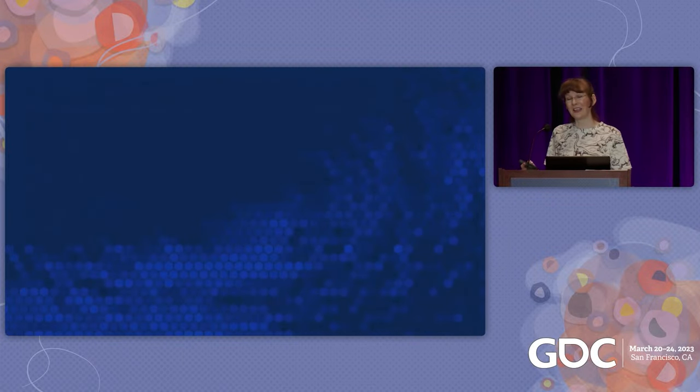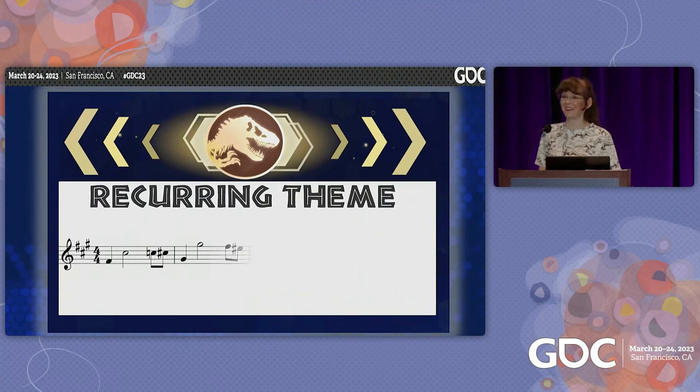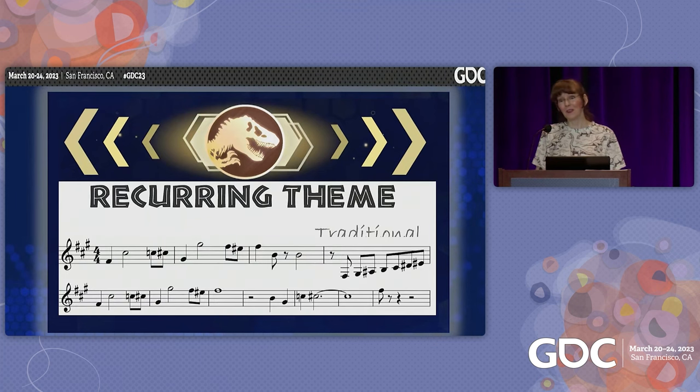And finally, let's check out the most overtly traditional example, the reward stinger. This music is triggered whenever the player successfully completes a mission.